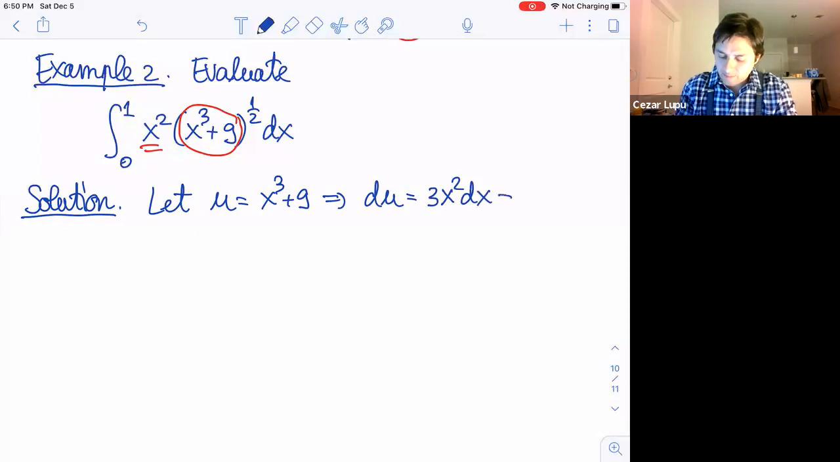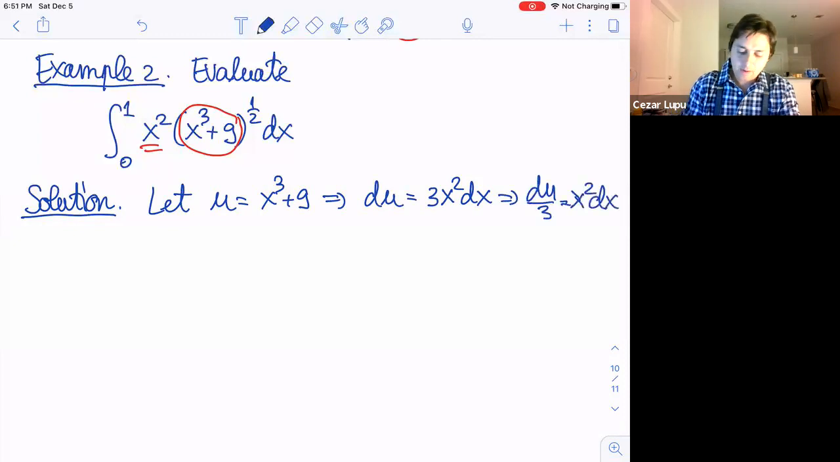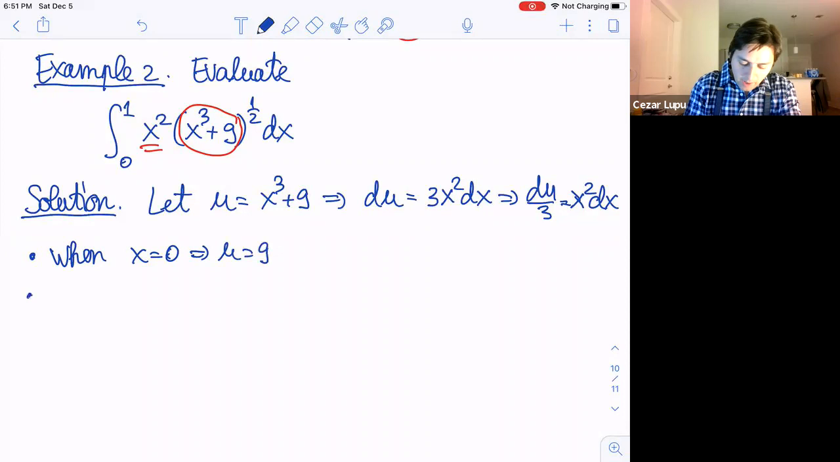So this means that, let's write it like this, that du over 3 is equal to x squared dx. So our integral from 0 to, and I would like to point out something before we start changing the variable. First thing, we need to change the limits of the integral. So when x is 0, u is what? Is 9, right? When x is 1, it follows that u is 10.